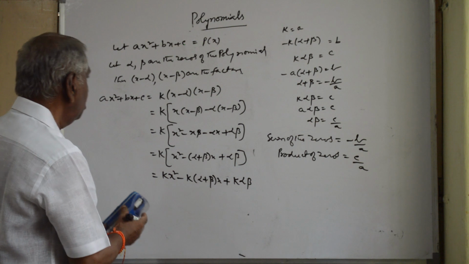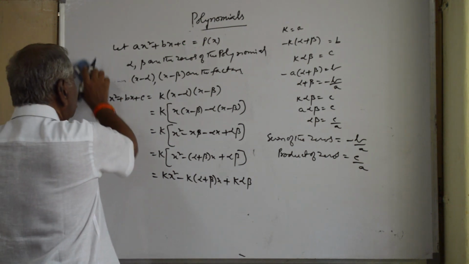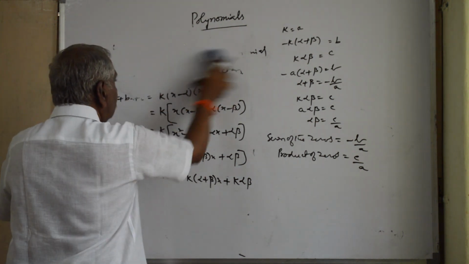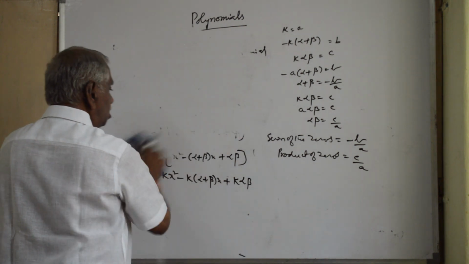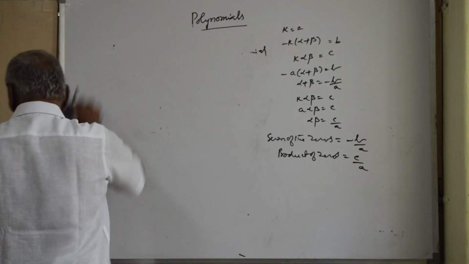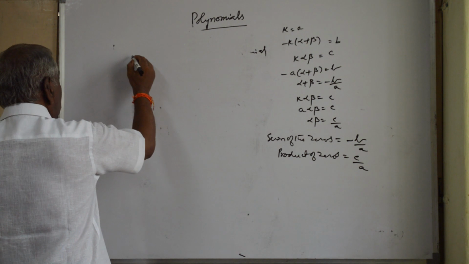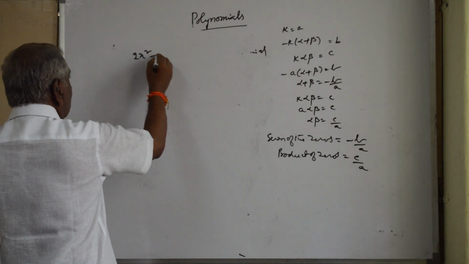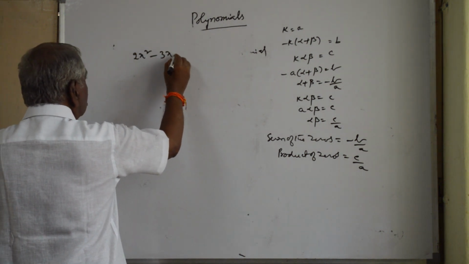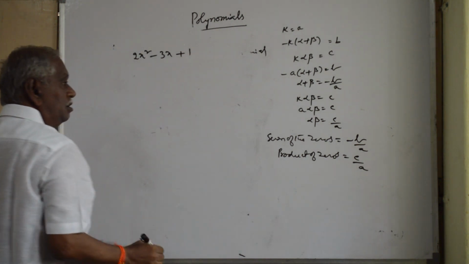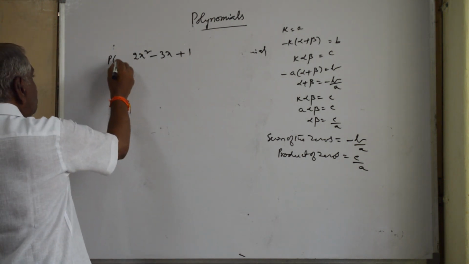Now look here, I will take an expression. Let us verify the coefficients with the polynomial. 2x square minus 3x plus 1 is a polynomial. We call it p of x.